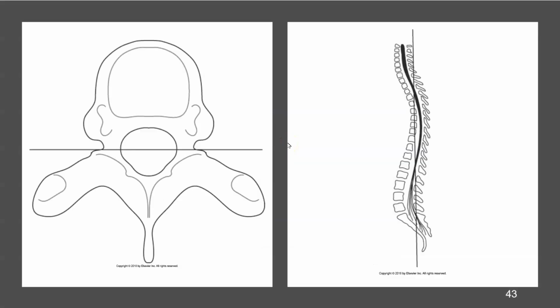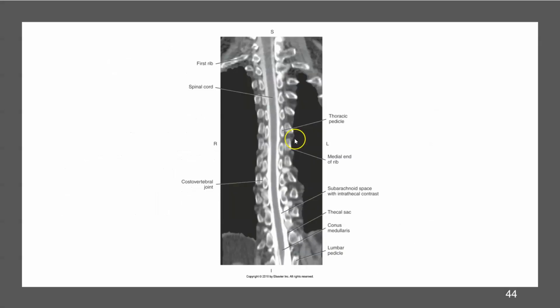So we're going to be cutting through in a coronal plane. So looking here, it's kind of a cool shot. You can see your spinal cord and your subarachnoid space with the contrast within it. And we've got the pedicle and the rib and subarachnoid space, the thecal sac, conus medullaris. So the conus medullaris is where the spinal cord ends, okay? And then it goes into the cauda equina right after this point.